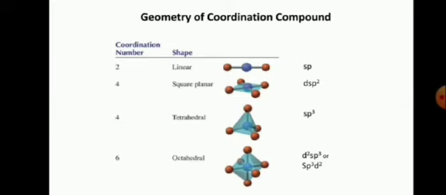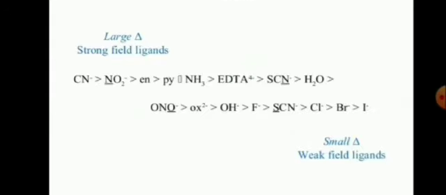Another thing that you need to remember while doing hybridization in coordination compounds is the spectrochemical series. This is a series where we have arranged the ligands in the decreasing order of their strength, like CN minus or NO2 minus or en or pyridine. These are strong ligands, while the halides I minus, Br minus, Cl minus, F minus are the weak ligands. Now, CN minus, ammonia, ethylenediamine, or even carbonyl, CO, these are strong ligands, and why are they strong ligands?